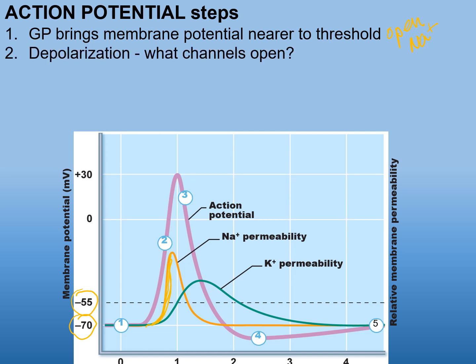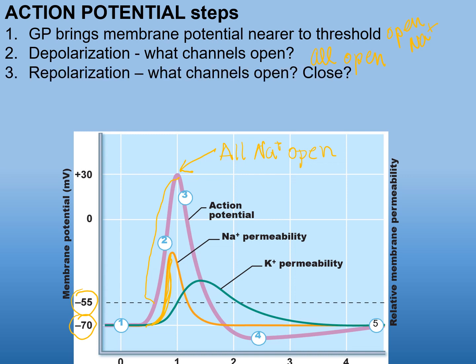The next step is that we pass threshold and we get a full depolarization. And that's this area right here. Now we don't have some potassium channels open. Now we are in the process of opening all of the potassium channels. The peak of this action potential right here is when all sodium channels are open. This is when the cell is saying, I can't possibly open any more sodium channels. I can't possibly become more positive, even if you wanted me to.